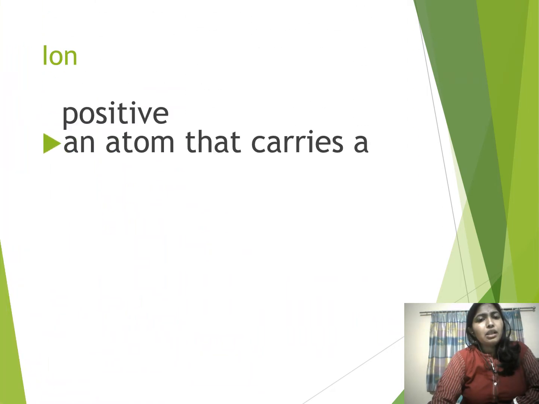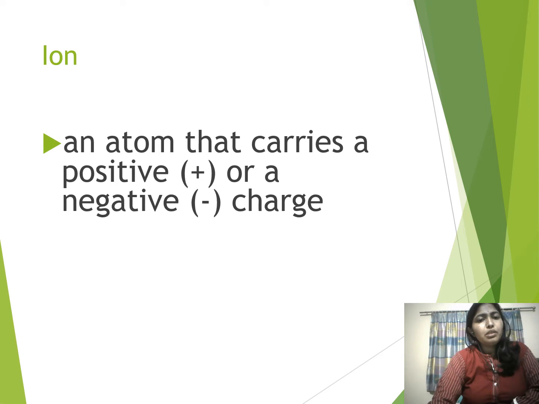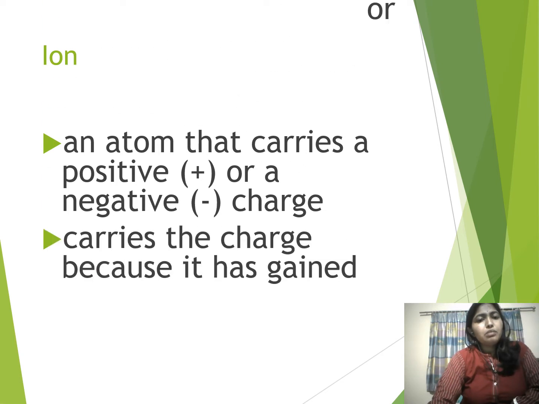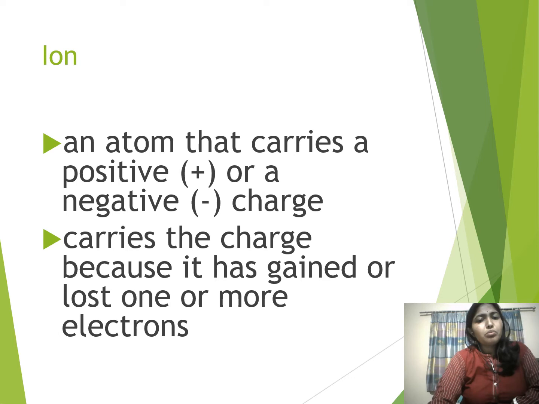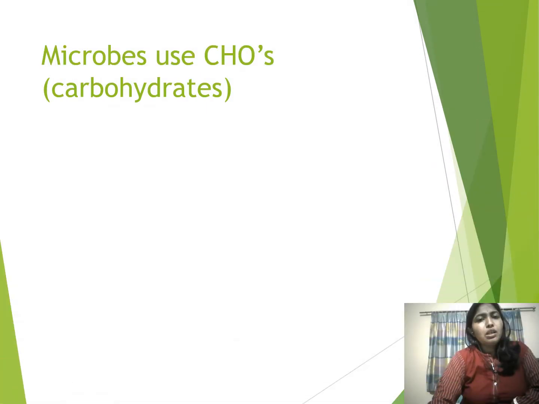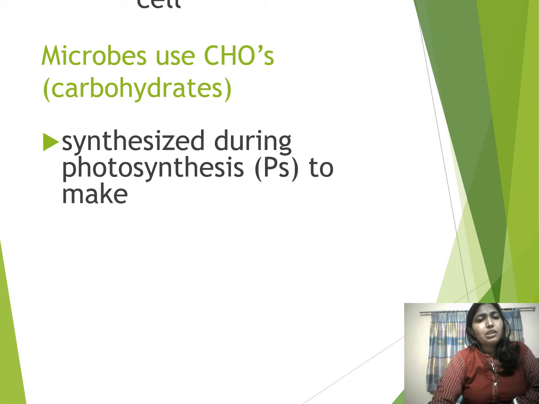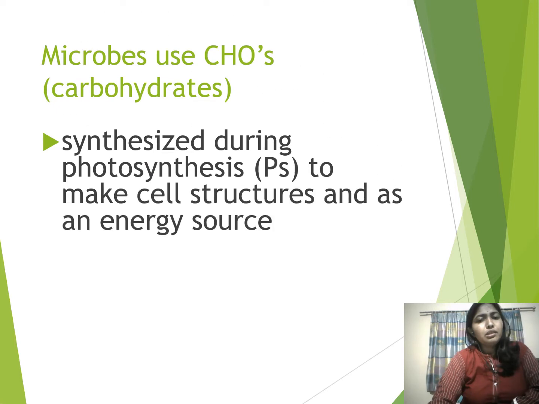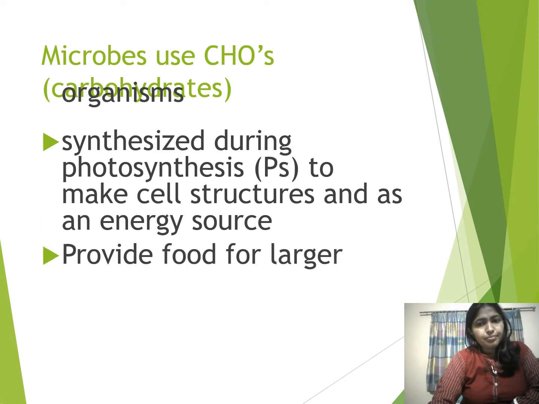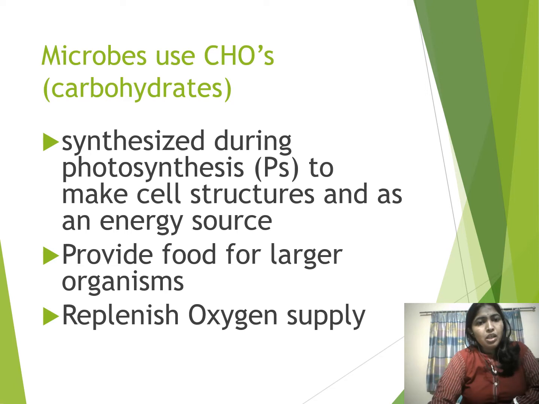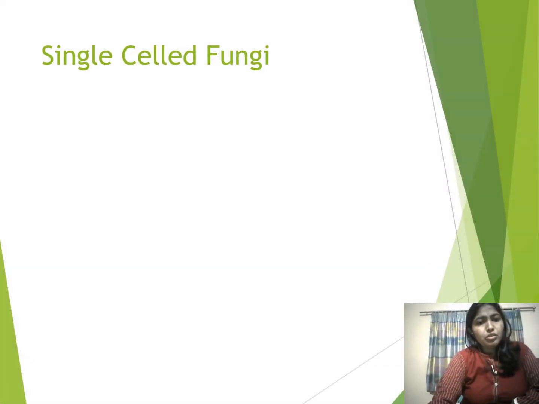ions, such as an atom that carries a positive or negative charge because it has gained or lost one or more electrons. Carbohydrates are synthesized during photosynthesis to make cell structure and as energy sources. Microbes thus provide food for larger organisms and replenish the environment. So these are the different functions.